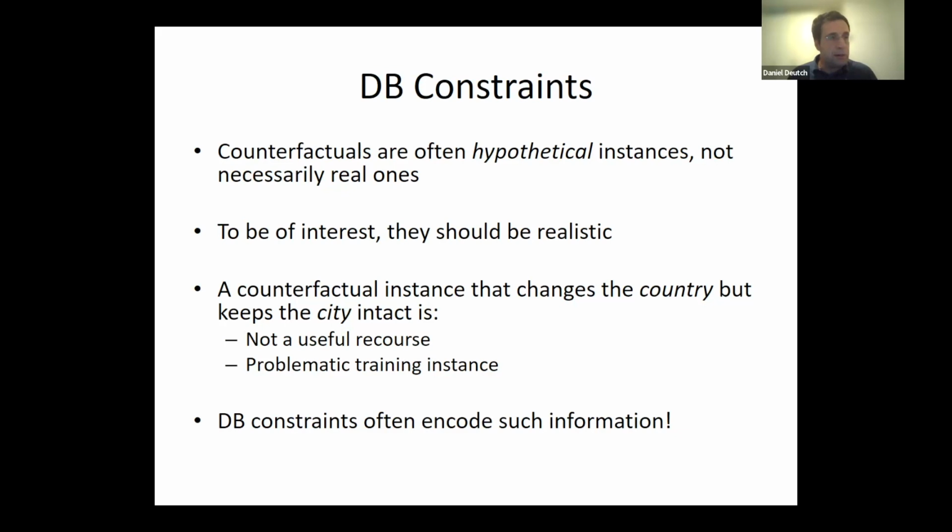I claim that database constraints are actually very useful in each of these scenarios. The point is that these counterfactuals are often hypothetical instances and not necessarily real ones. And to be of interest, they should be realistic, right? So for instance, a counterfactual instance that changes the country but keeps the city intact is not a very useful recourse, telling you stay in Tel Aviv but move to the USA. That's not a very useful recommendation. And it's also problematic if you want to use it as a training instance. That's the kind of information that we can get from database constraints. We can know that that kind of counterfactual is actually impossible.